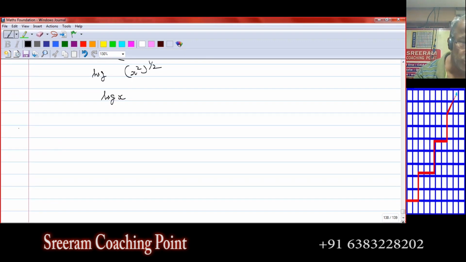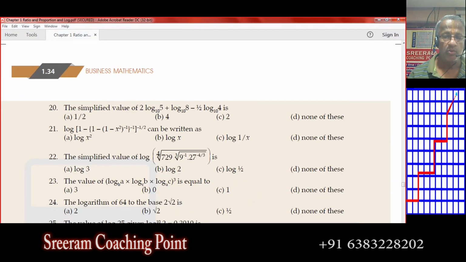Now it is 22. What is it you have for 22? The simplified value of log to the fourth root of 729 into the cube root of 9 to the power minus 1 multiplied by 27 to the power of minus 4 by 3: log 3, log 2, log half, and none of the above.